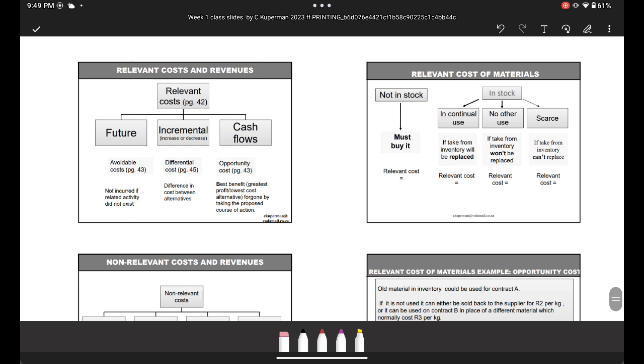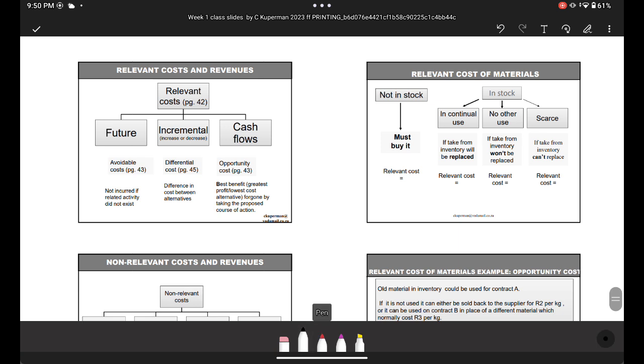Incremental is the differential cost. So that's when you have two options. You're either going to manufacture product A that costs 2,000 or B that costs 10,000. The difference is the differential cost. Cash flows, opportunity cost is very relevant because it's a cost that you're leaving out, right?